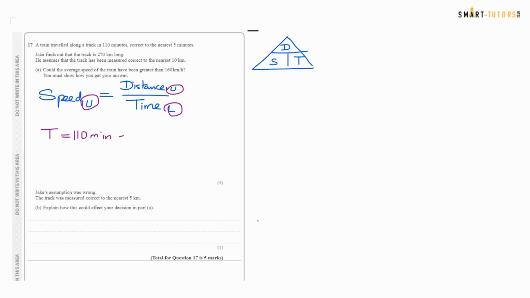So time is 110 minutes. 110 minutes means nearest to 5 minutes, so 5 divided by 2 is 2.5. So upper bound is 112.5 minutes. And lower bound, take away 2.5, so 107.5 minutes.